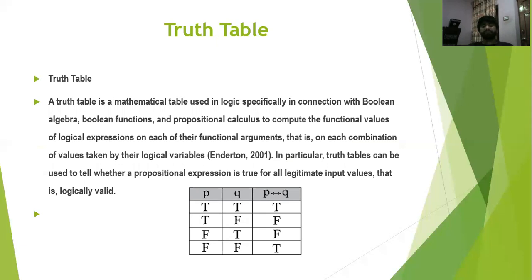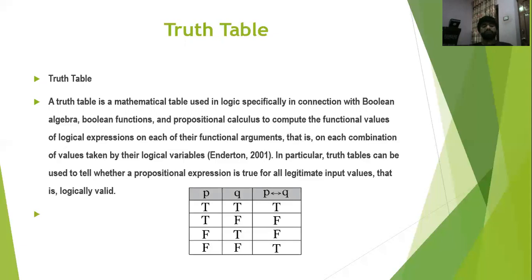How do we make this truth table with Boolean algebra, Boolean functions, and propositional calculus to compute the functional values? We put in the values and check which is true and which is false. Here I show a diagram of P and Q and their relation. When P is true and Q is true, taking both sides true, we get the result true.